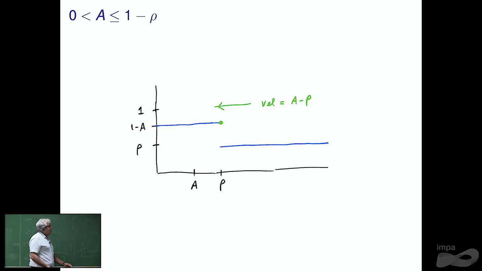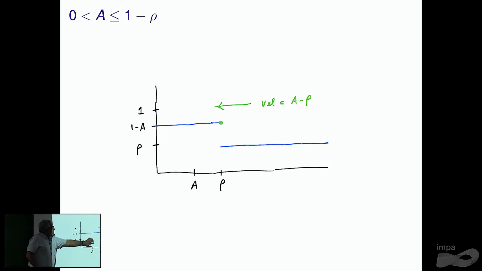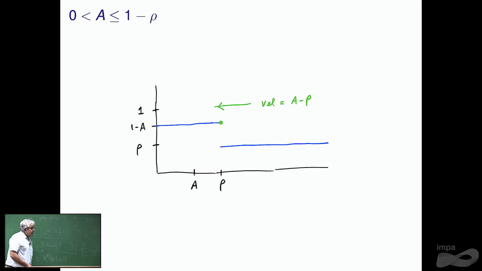Okay, so you can do the same thing when a is between 0 and rho. You do this kind of thing. And then there's a way to think about that as well.